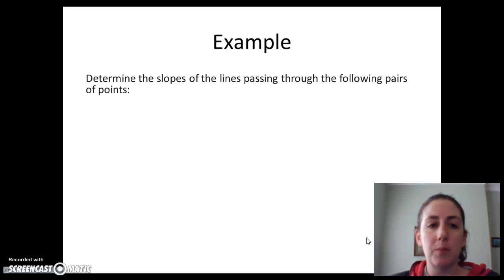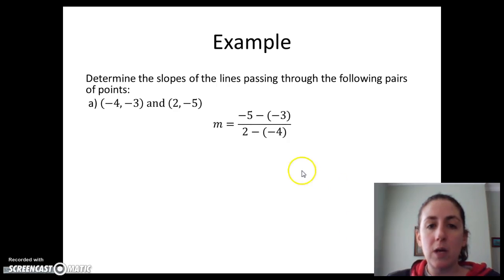So let's do some examples. Let's determine the slope of the line that passes through the following pairs of points. First we'll do (-4, -3) and (2, -5). So remember, the equation takes the y from your second point minus the y from your first point over the x from your second point minus the x from your first point.